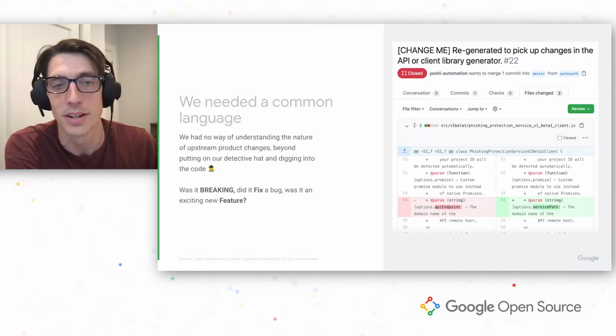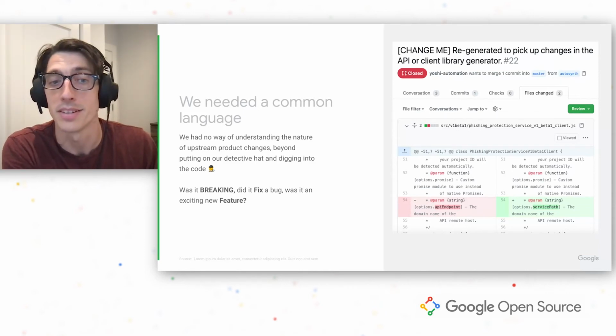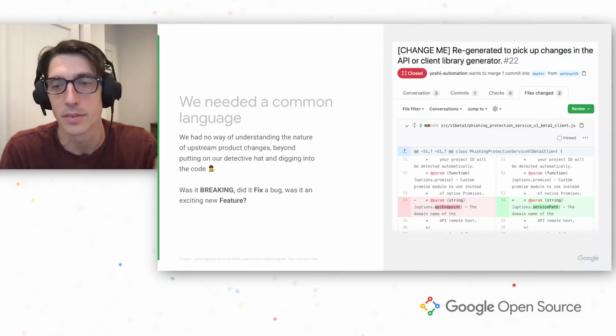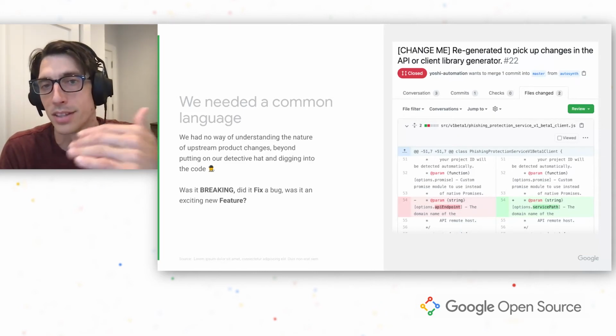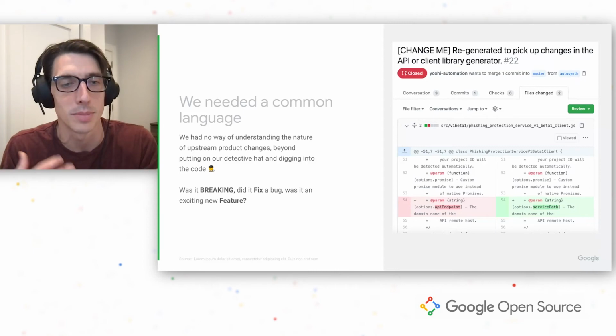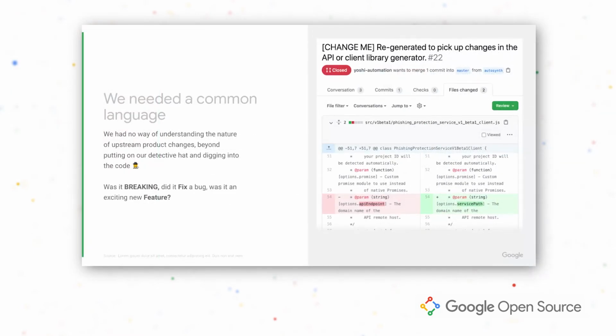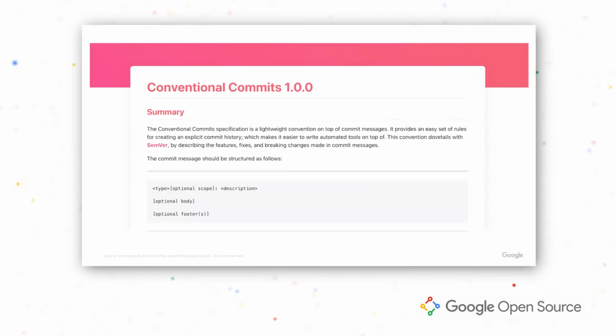As I said, we had no way of understanding the nature of the upstream changes, and we had to put a detective hat on each time. We just had to look at code and see what had changed in the code, and then use this to try to describe what the change might actually be. We weren't good at identifying when a change was breaking. We didn't know what exactly it fixed. We didn't know if it was an exciting new feature we should introduce to our customers and call out for our customers. So we had an idea for how we would start to bring structure to this chaos.